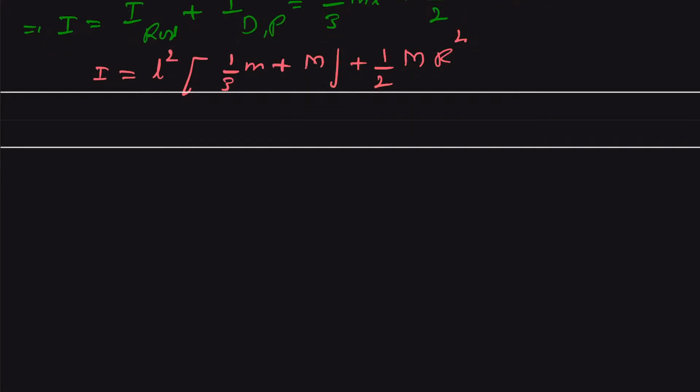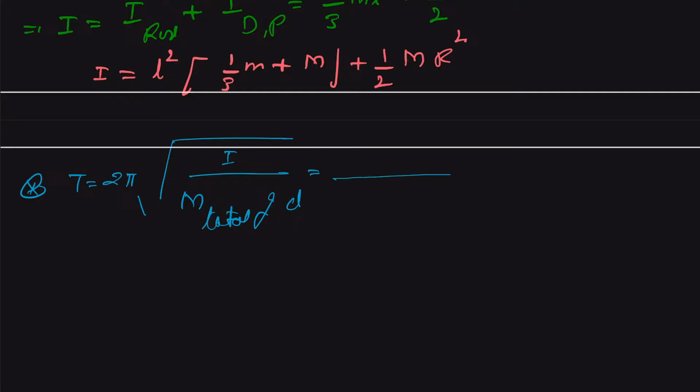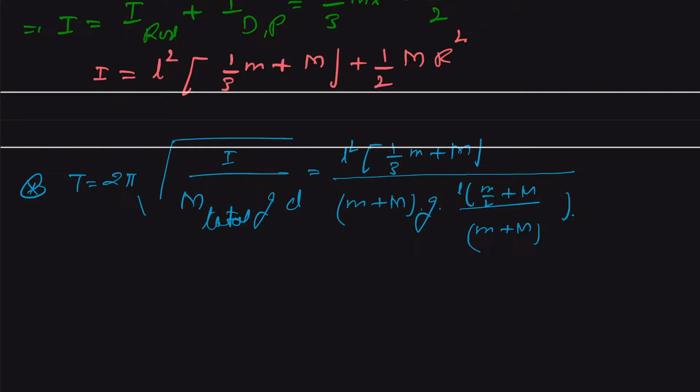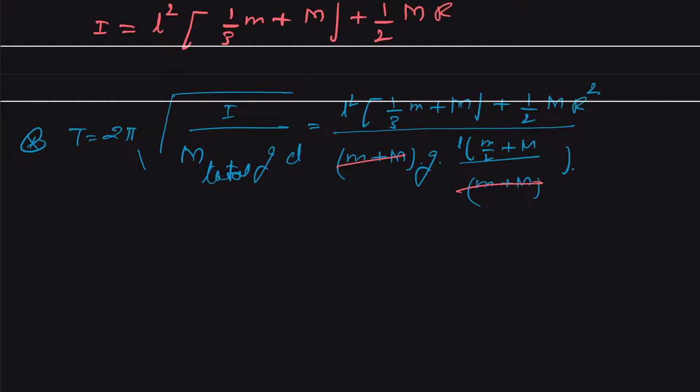So we simply substitute in the formula, that is our time period is equal to 2 pi square root of moment of inertia I, divided by mass total times G multiplied by D. So mass total is our small m plus capital M, G as it is, D we found out is, in the denominator m plus M, and numerator is L times m by 2 plus M, and I we got as L square times 1 by 3 m plus capital M plus 1 by 2 mr square, and this m plus M cancels out, and now it's not much of a problem.